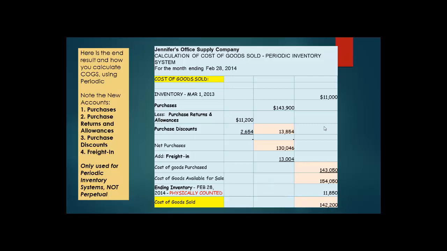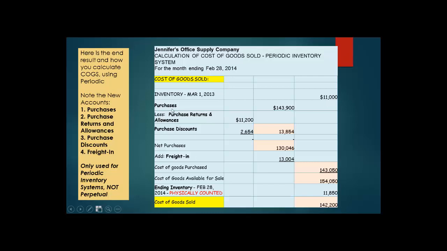For periodic, you have to do all these transactions. And just like on my other multi-step income statement, wherever I've got the lighter color here, those are subtotals or totals or calculations. Wherever I don't have that, where you just have the blue background, those are actual account balances. So here we go.